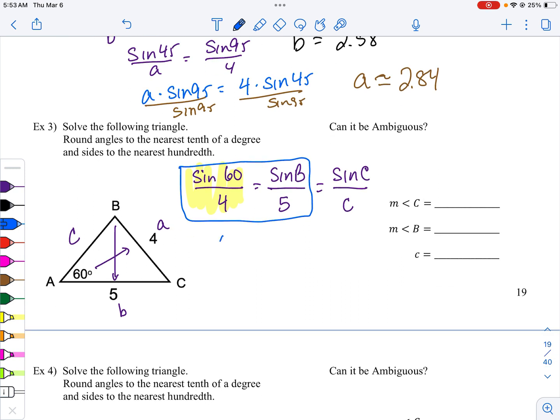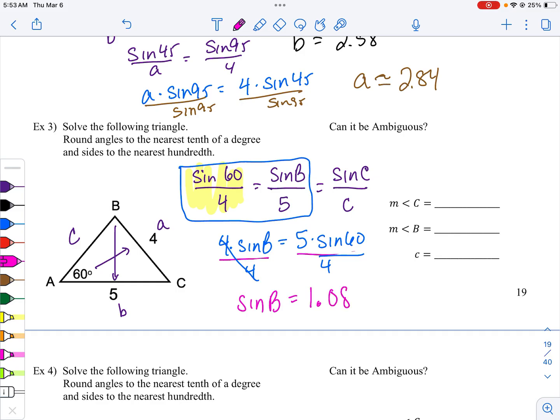So I'm going to cross multiply. I get 4 times sine of B equals 5 times sine of 60. I'm going to divide both sides by sine of B. Oops, I don't want to divide by sine of B. I'm going to divide by 4. That would make way more sense. I'm going to divide both sides by 4, so the 4's cancel, and I get sine of B is equal to 5 sine of 60 divided by 4. And when I plug that into my calculator, I get 1.08.